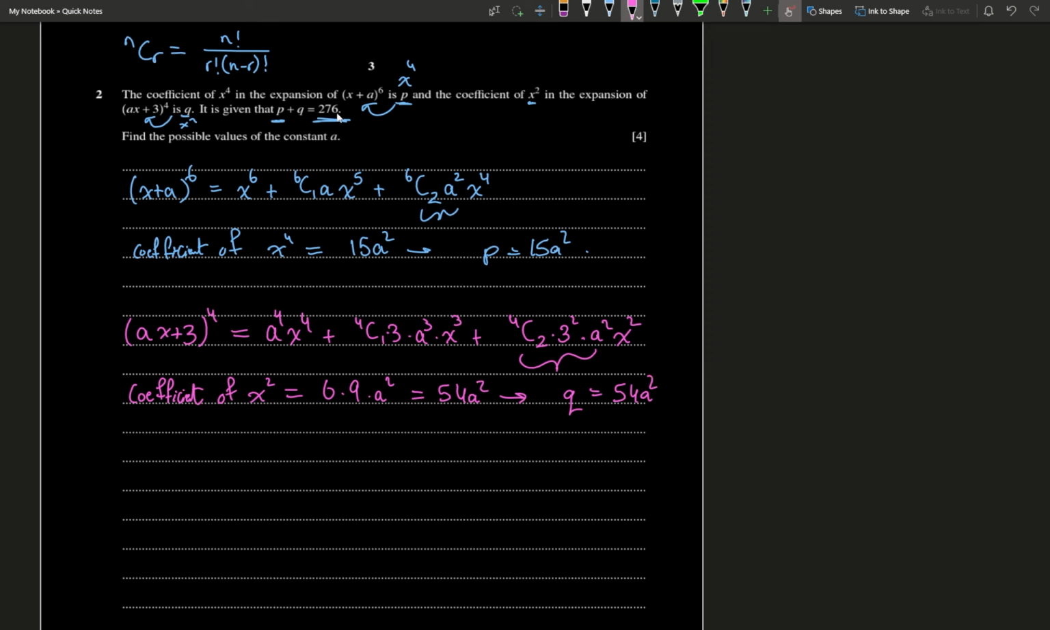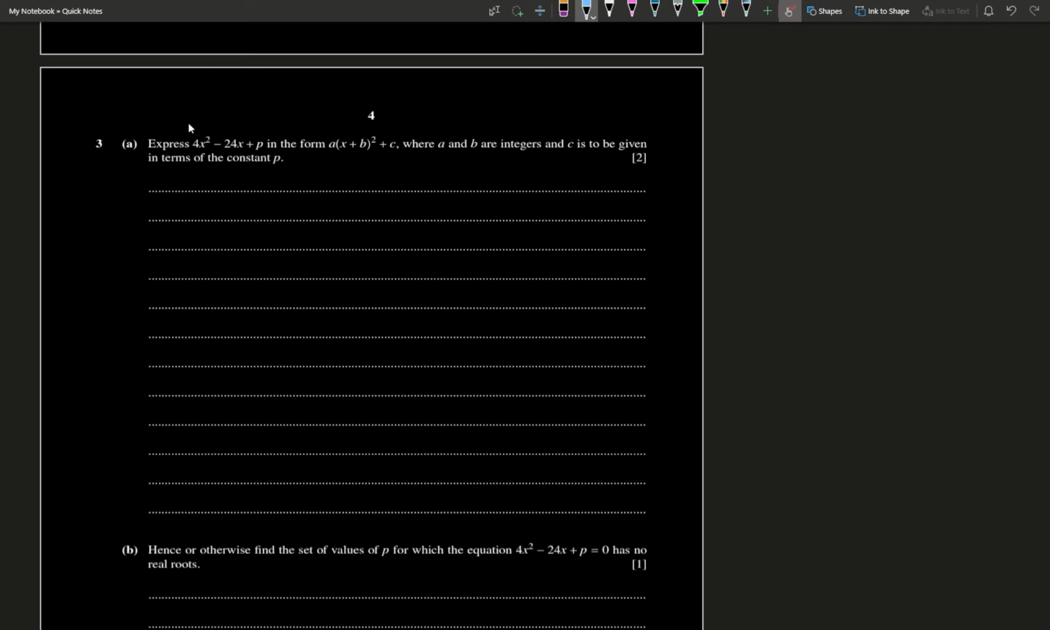It tells you p plus q is equal to 276. So you have p here and q here, and we'll write them below. p, which is 15a squared, plus q, which is 54a squared, is equal to 276. Add them, you'll end up with 15 plus 54, which is equal to 69a squared, divided by 276. After that, divide, and you'll end up with a squared is equal to 4, and a is equal to plus or minus 2. That's it.